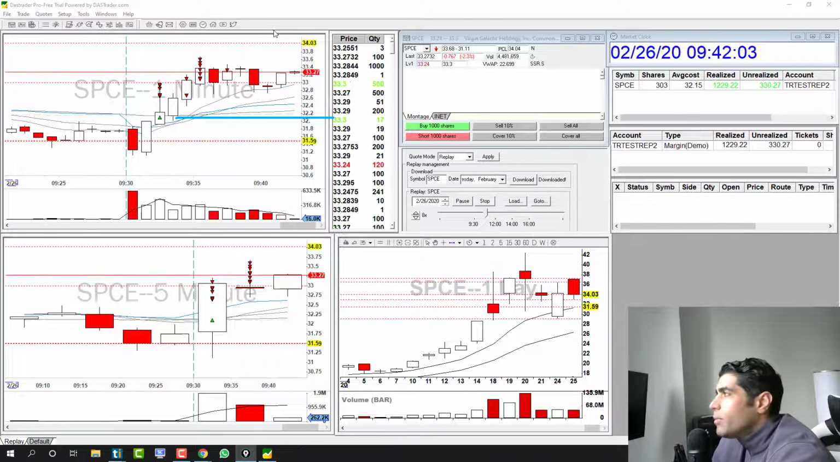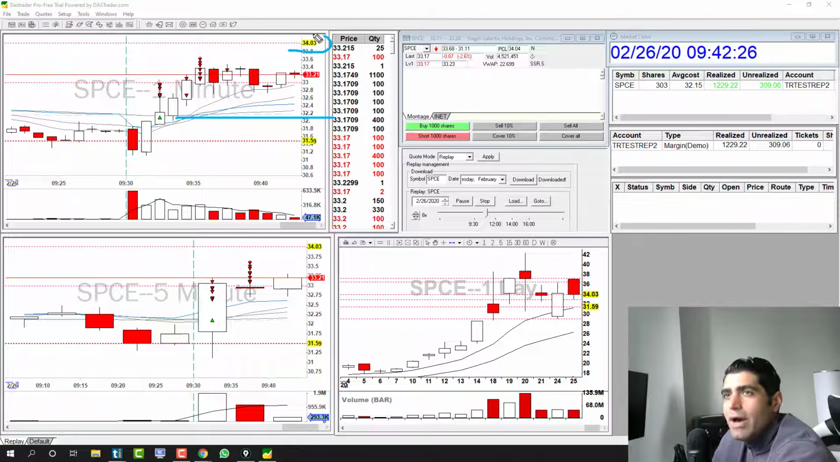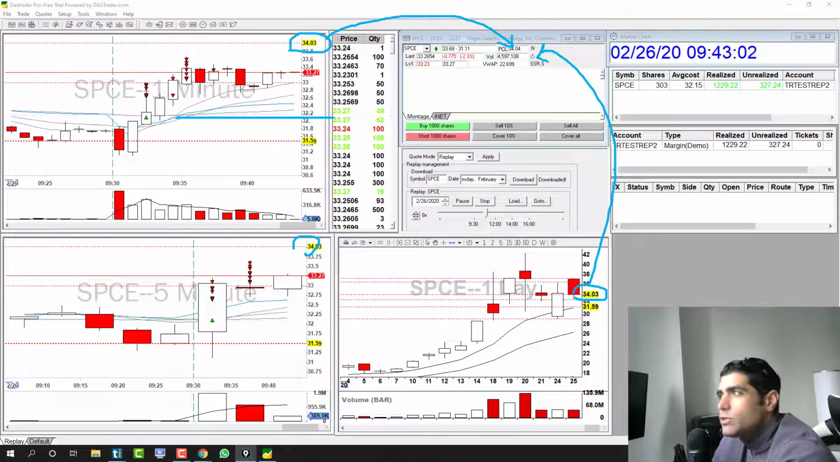Yeah, it seems that it wants to go back to 34. And again, 34.03 is the previous day close. So you have this previous day close here, which is exactly here on this chart, and on this chart, it's this one. So on a daily chart, you want to see if you can actually get there or not.